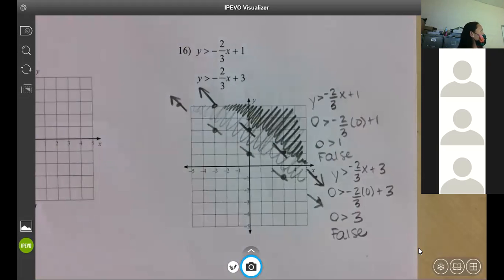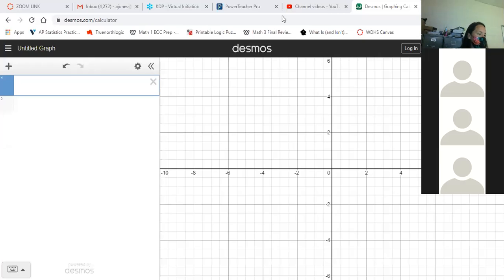So I want you to get your Chromebooks out and have them open. I'm going to share my Desmos screen with you. And I want you to check this out. So I'm going to put in the one that I just did, okay? So we're going to type in here the one we just did, number 16.